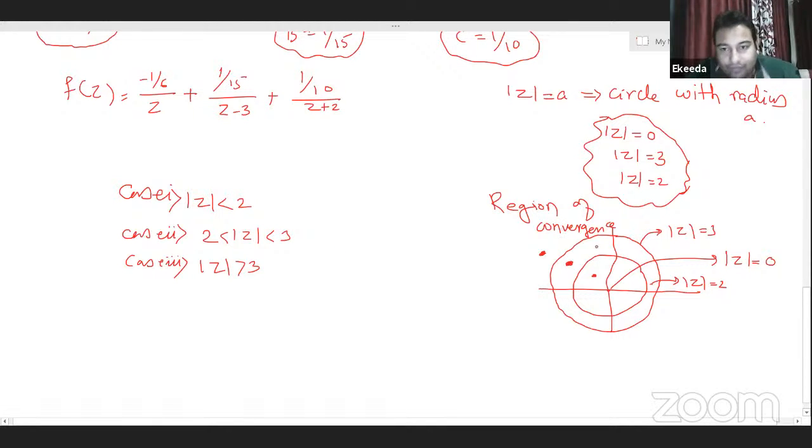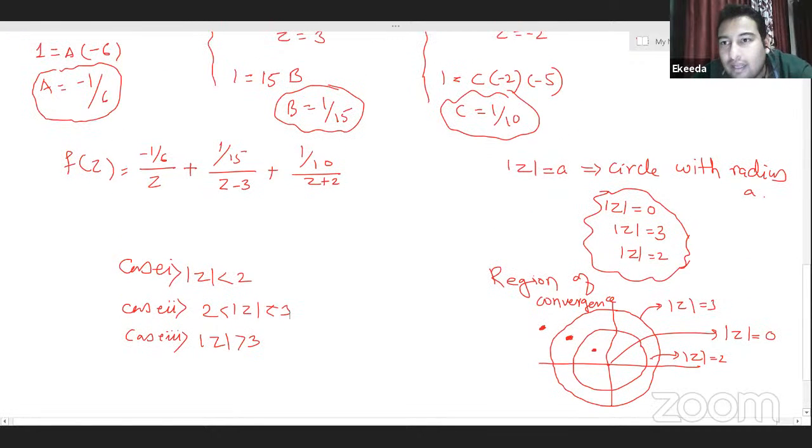Are these three cases clear? Let me repeat again. The point is lying here, that means inside this smaller circle. Therefore mod z less than 2, because this circle's equation is mod z equal to 2. Point is lying here, that means outside 2 and inside 3, because this outer circle is 3. So that is between 2 and 3. And the point is lying here, that means outside this bigger circle, that is greater than 3. Is this clear? If not clear, let's take one more example to understand.